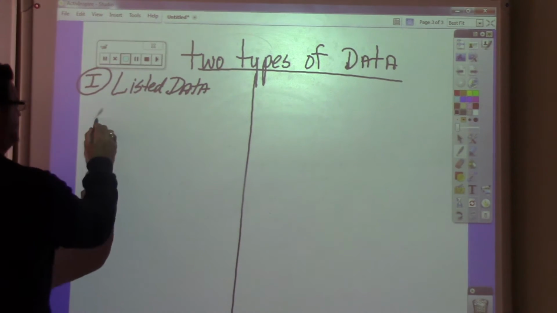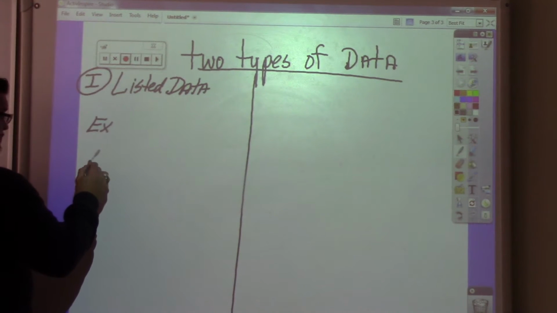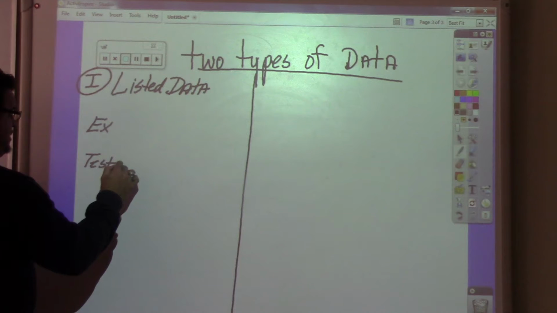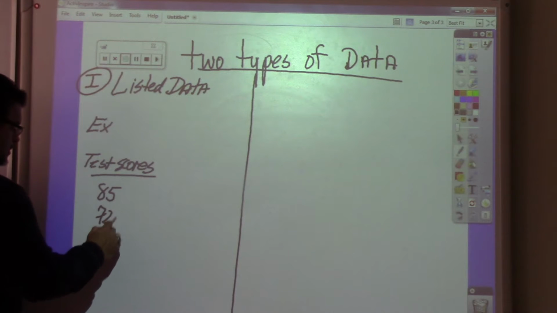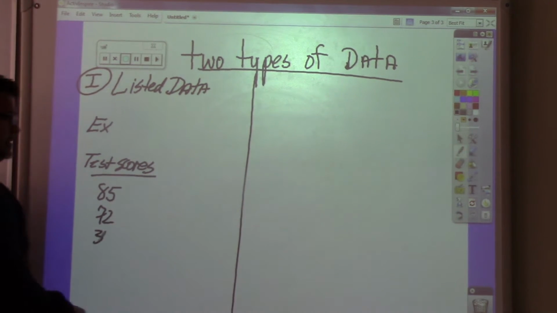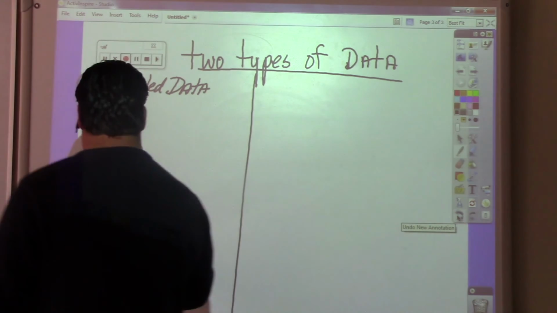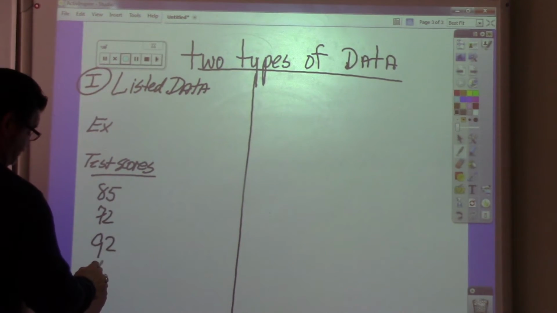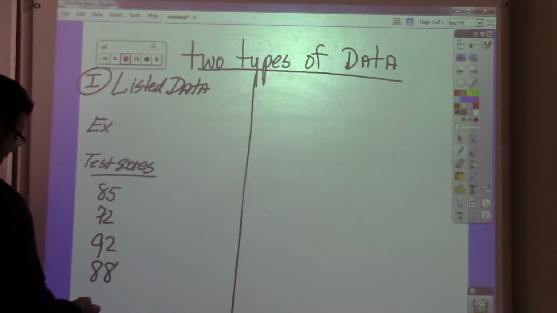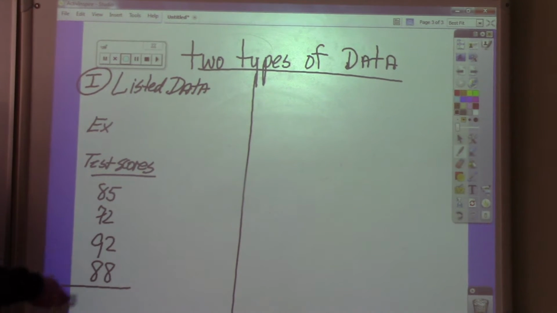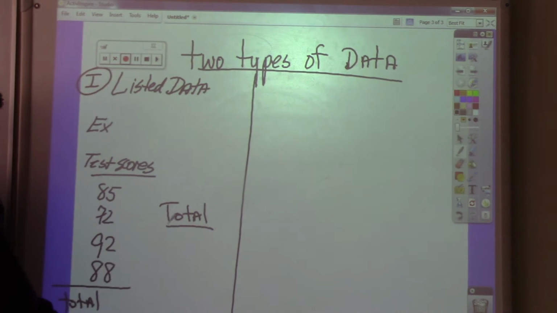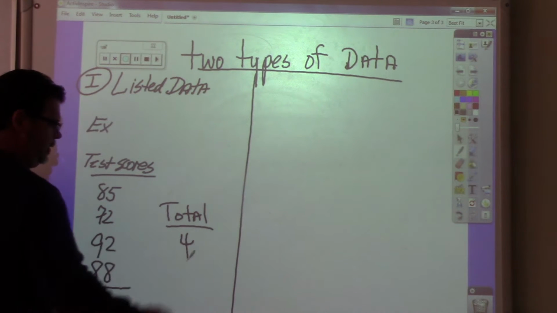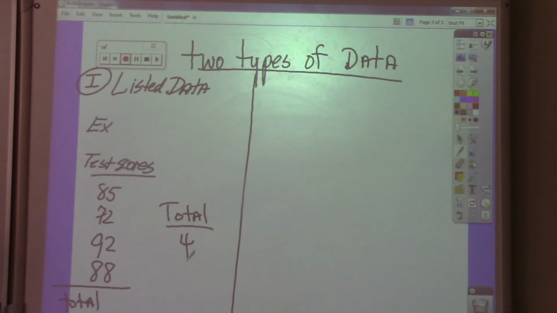And I'll give you an example. Test scores for last semester or this semester or whatever: 85, 72, not 36, I didn't make a grade that bad, 92, 88. And what do we do to find the average? Add them up, and take the total and divide by what? N, which is how many numbers there are. 4, and that will give you your average. Now everybody's used to doing that.